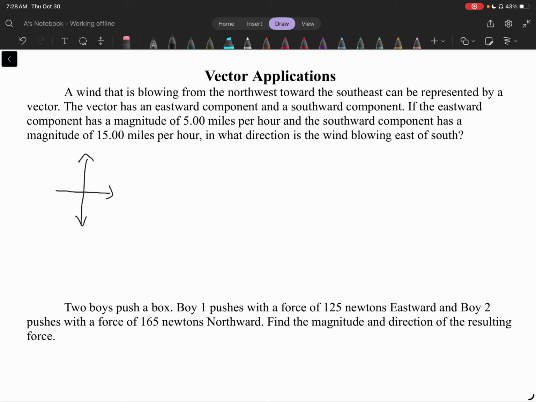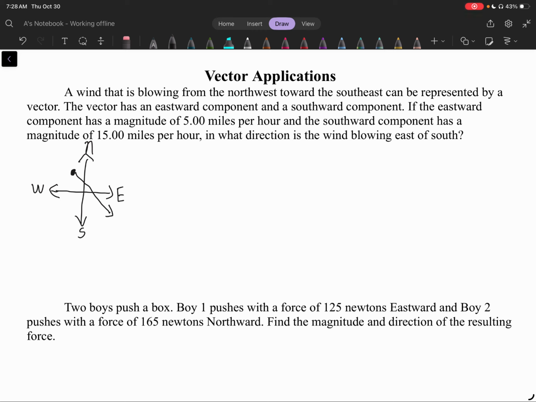Now the mnemonic device to remember the compass directions is "Never Eat Soggy Waffles", but it's north, east, south, and west. Okay, it is starting somewhere up in the northwest, and I'm blowing down into the southeast.